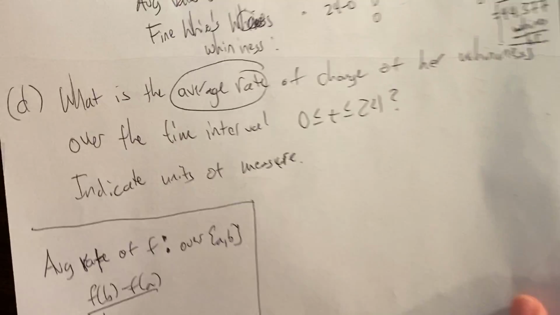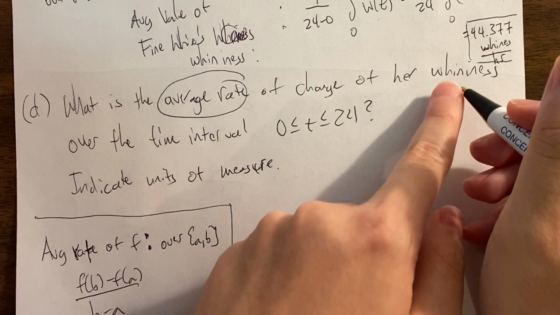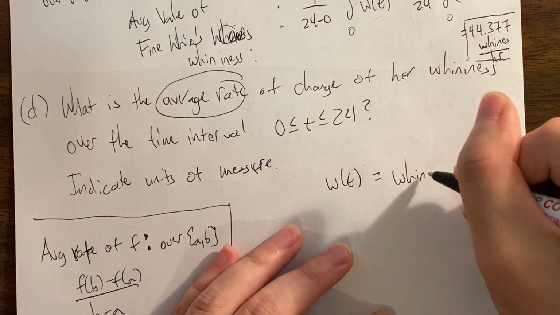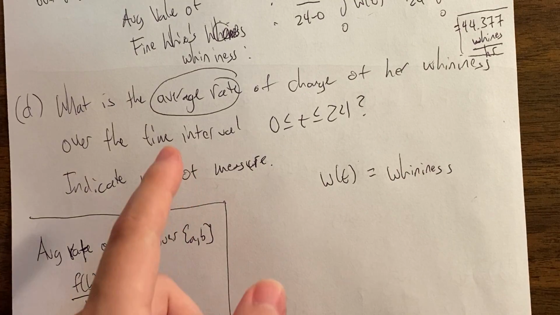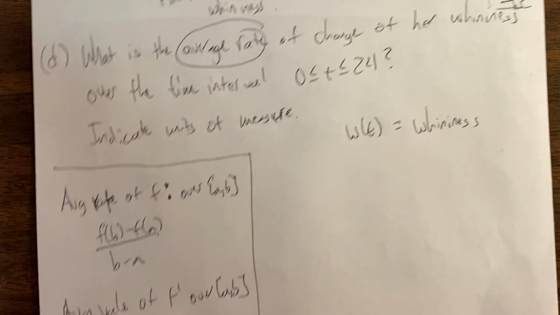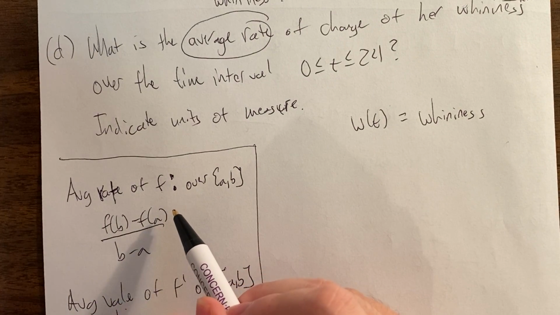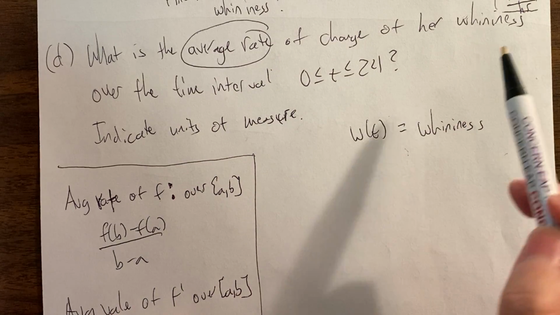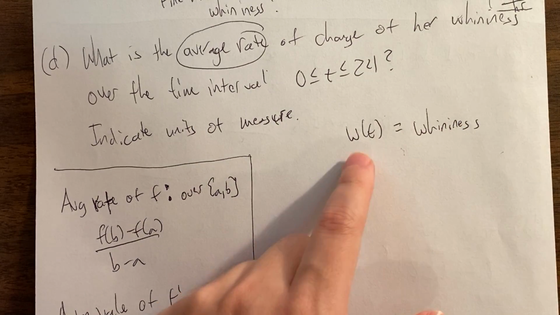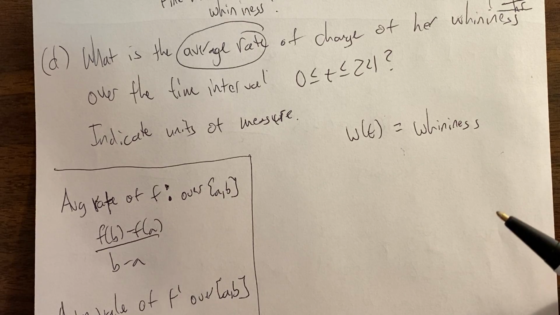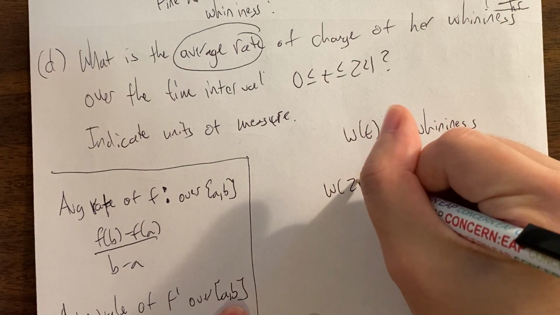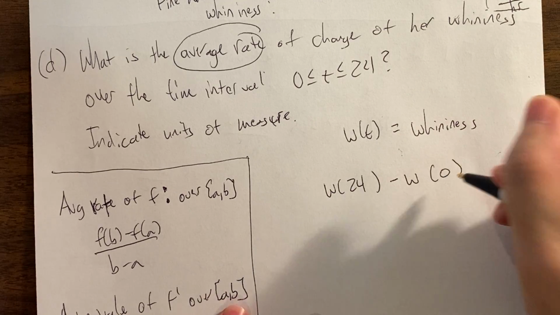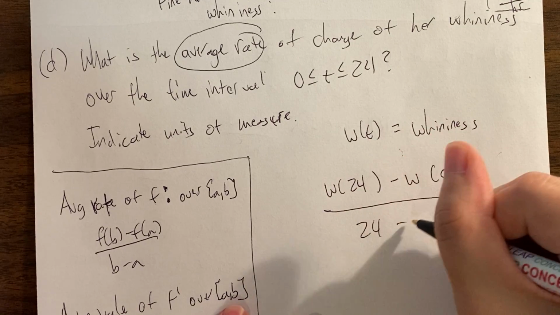So all of that is to say that we are given her windiness. So w of t is her windiness. And we want to find her average rate of change of windiness. So we're going to set up this formula, because average rate is algebra slope when you're given what you want to find the algebra slope of. So it's going to be w of 24 minus w of 0 over 24 minus 0. And then we are done.